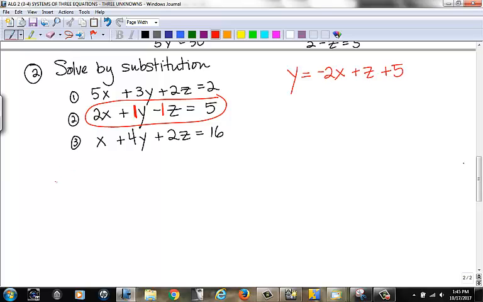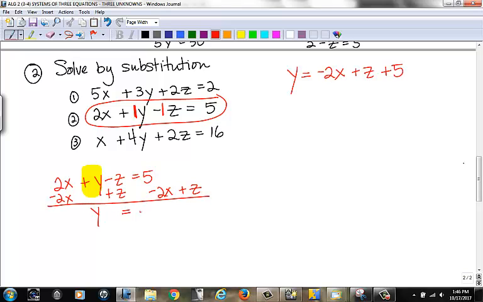I can show you. You need me to show you? Okay. If you're at that stage where you can do it by sight, I would do it by sight. So I'm trying to solve for this. Get y by itself. So subtract 2x. Add z. Okay, so you'd have y equals negative 2x plus z plus 5. Make sense what I'm doing?